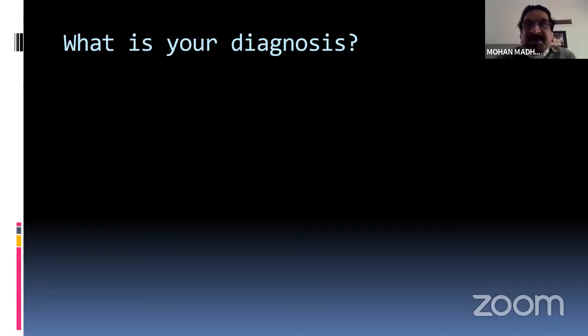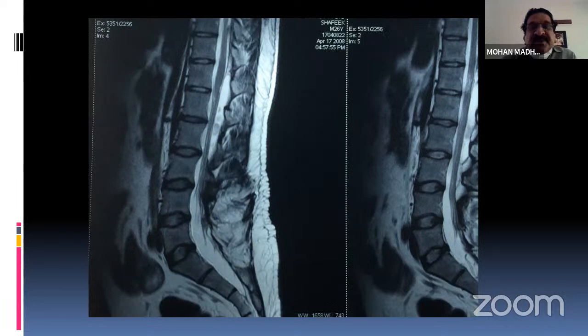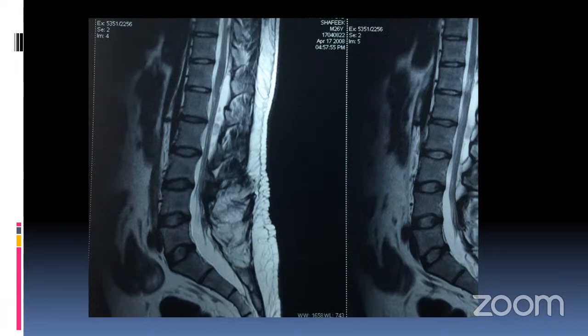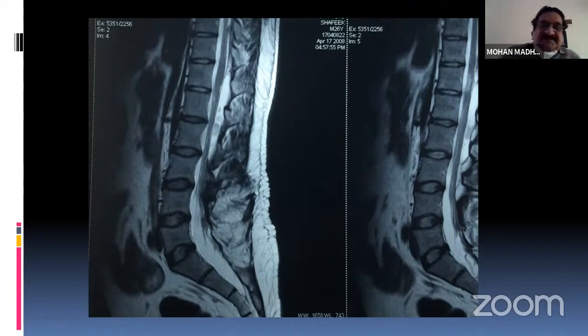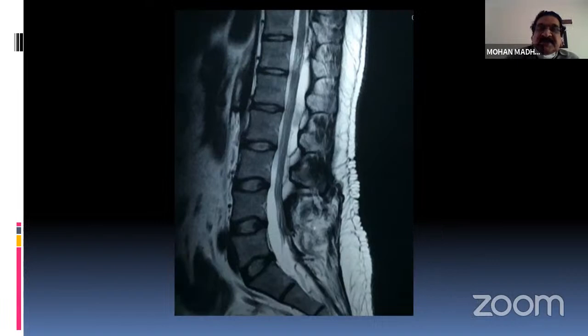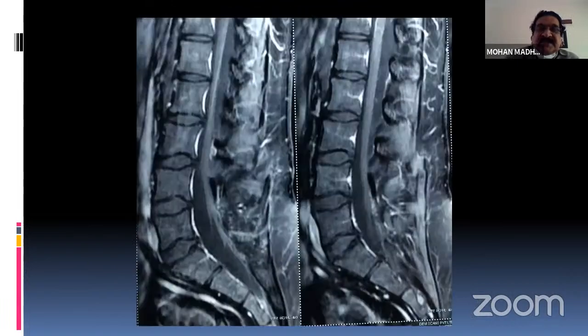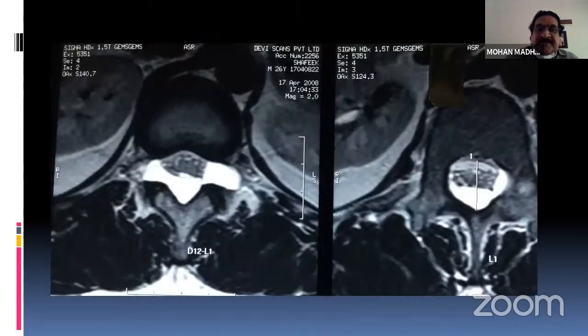He was operated early. Arachnoiditis. Okay, very good. Post-operative is a possibility. So I'll show the MRI pictures. I will not tell, you tell the diagnosis. I'll show all the pictures. This is the sagittal cut. This is the T1 weighted sequence. This is the axial cut.